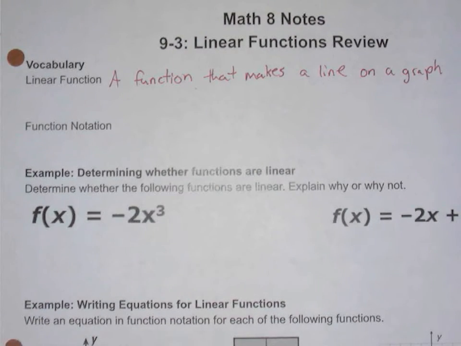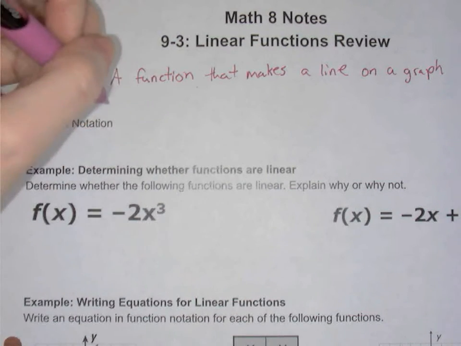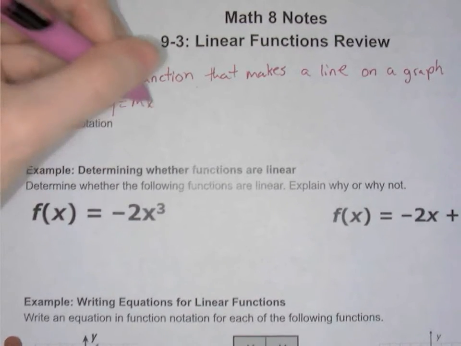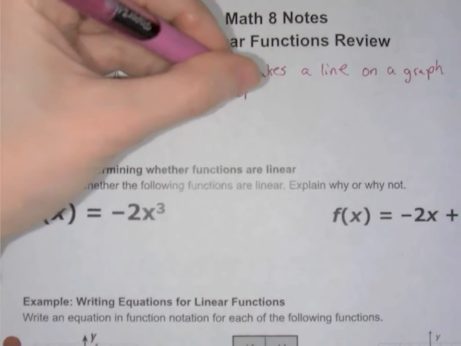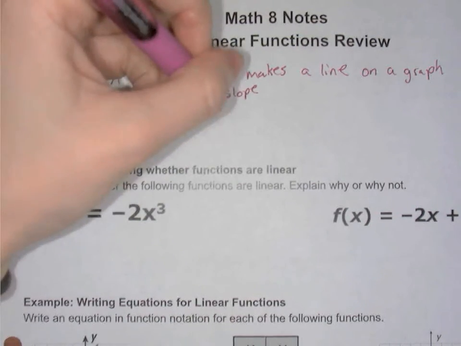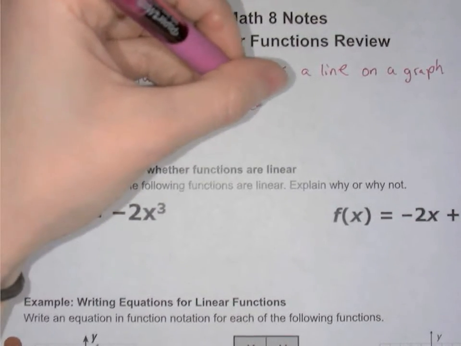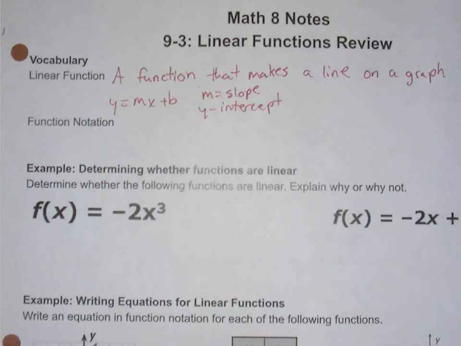And if I wanted to, I could have said a straight line on a graph, and we know that that's the same thing. We know the general formula for a linear function too, y equals mx plus b, where the m stands for slope and the b stands for the y-intercept. So for our purposes, that's what you need to know about a linear function today.